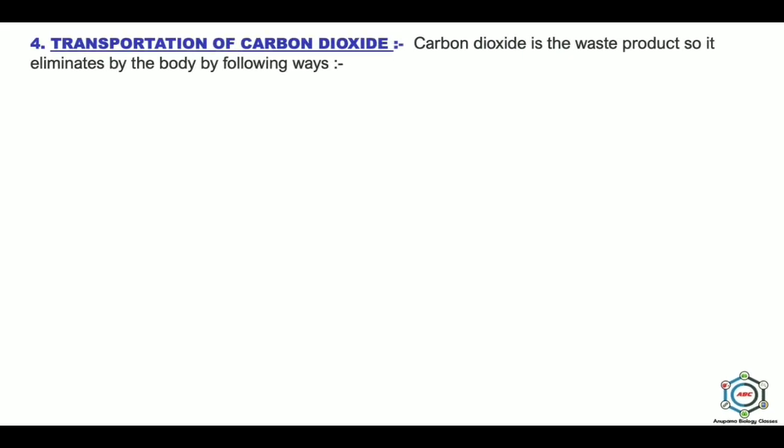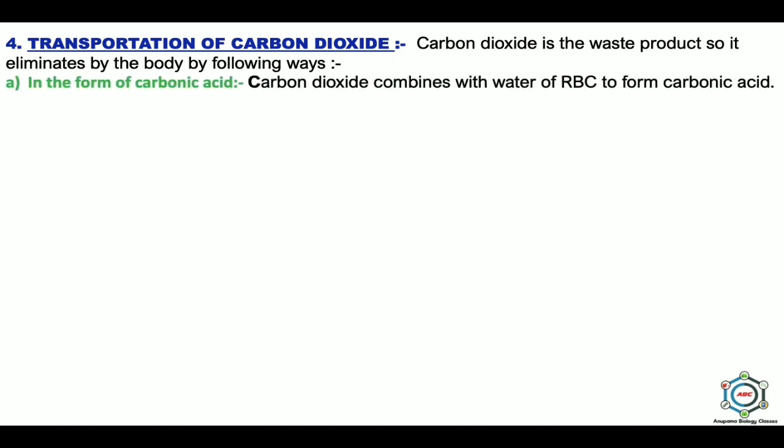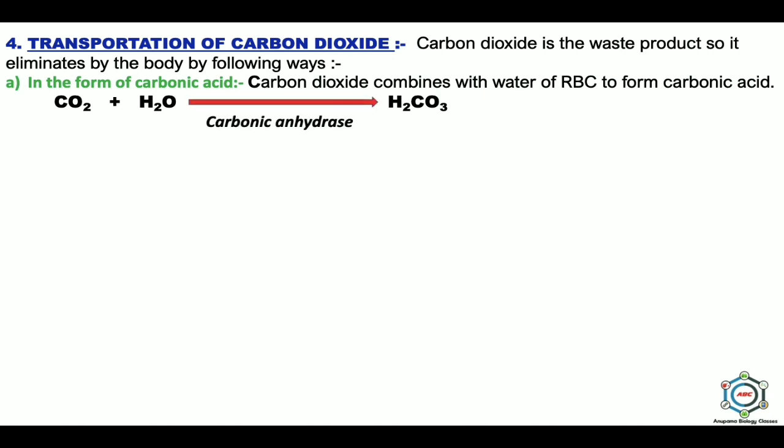Now the fourth one, that is the transportation of carbon dioxide. Carbon dioxide is the waste product, so it is eliminated by the body in the following ways. CO2 is always produced in the body as a result of tissue respiration, and it is transported first in the form of carbonic acid. Carbon dioxide combines with water of RBC to form carbonic acid. You can see here, and this occurs in the presence of an enzyme, that is carbonic anhydrase, and this enzyme is found in RBC. About 7% of the total CO2 is transported in this form.